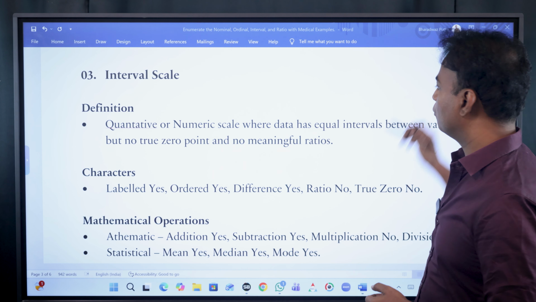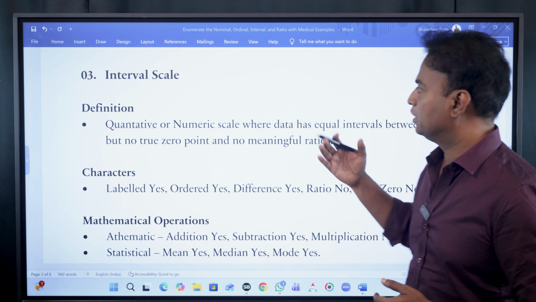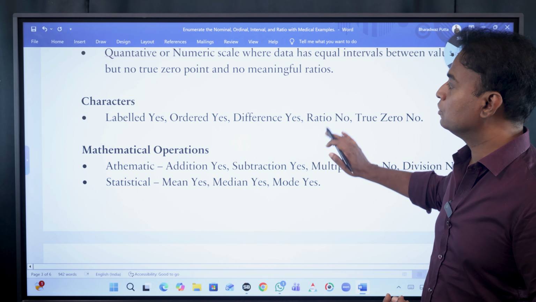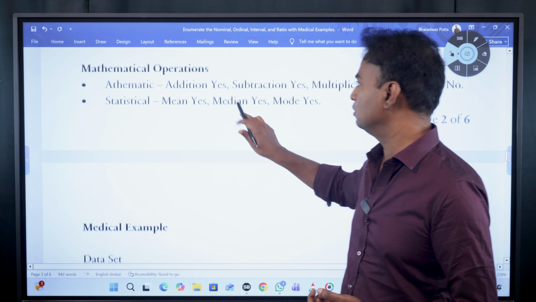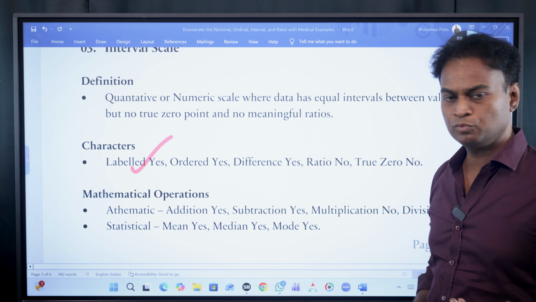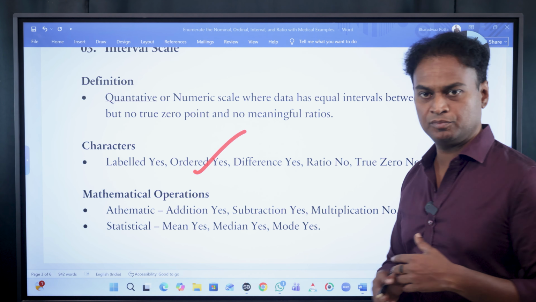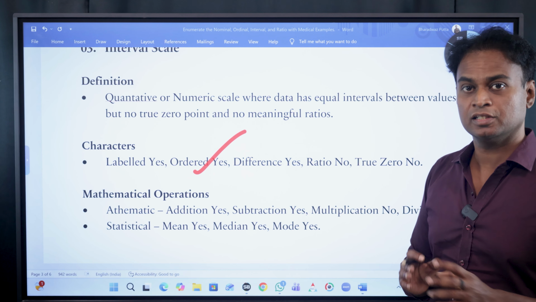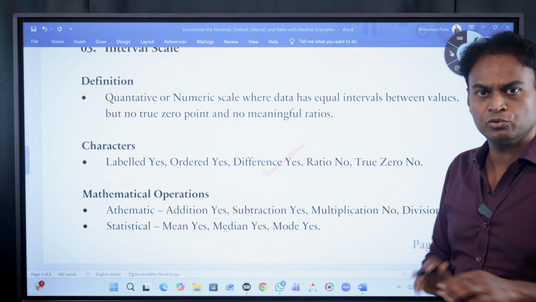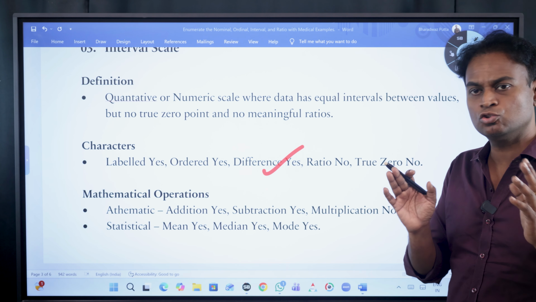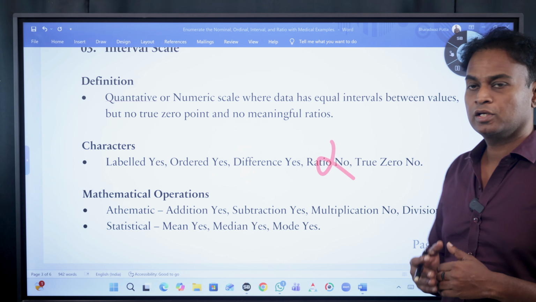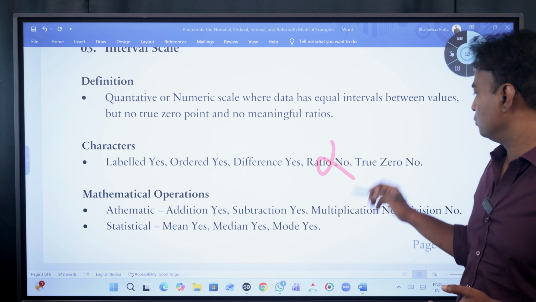Okay, and what are all the characters of the data when it can be measured in interval scale? Can you label it? Yes, you can give a label for interval scale. Can you order them? It is numeric, so you can keep them in order. Can you find the difference? Yes, there are 2 numbers, you can find the difference. But can you calculate the ratio? No, you cannot calculate the ratio because there is no true 0. And when there is no true 0, you cannot calculate the ratio.